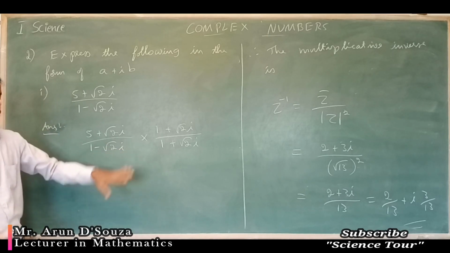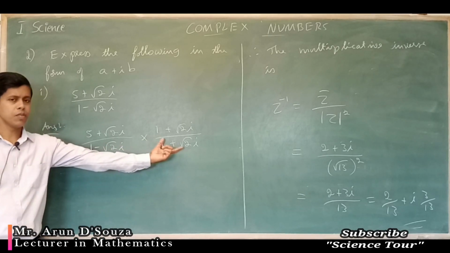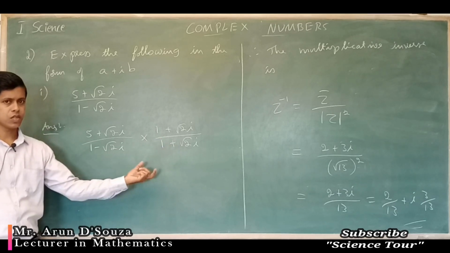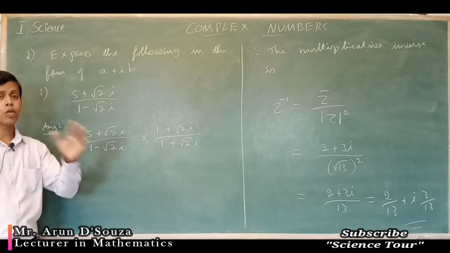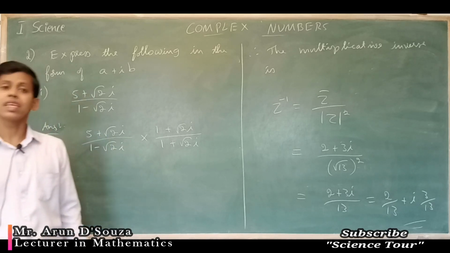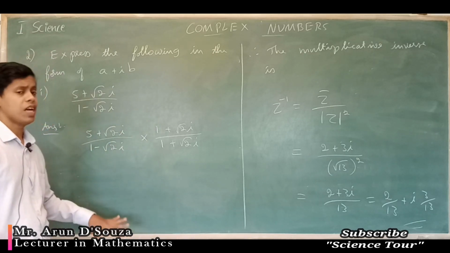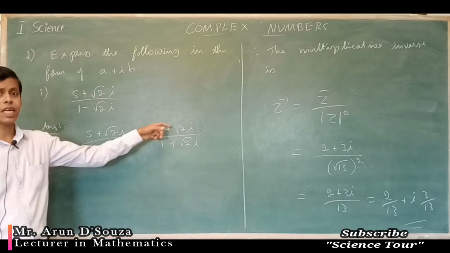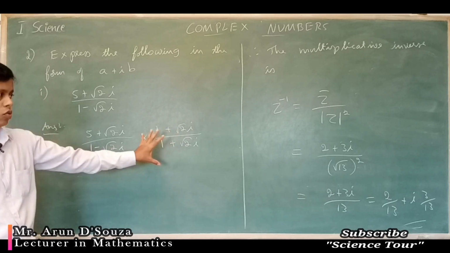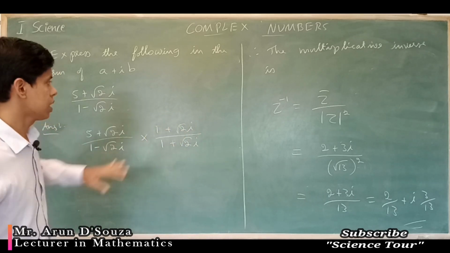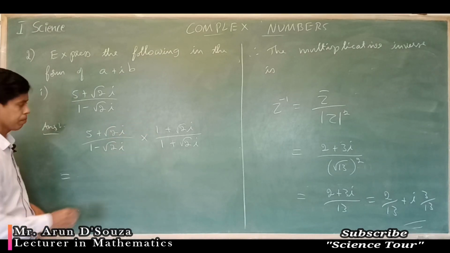Okay, so why are we doing this actually? See, in the denominator you have a minus b, this will be a plus b, a square minus b square, you will get i square calculated as minus 1. So in the denominator there will be no complex number, no imaginary part. So because of that reason we are multiplying and dividing by its conjugate. I hope you understood why we are doing this. So let's continue.